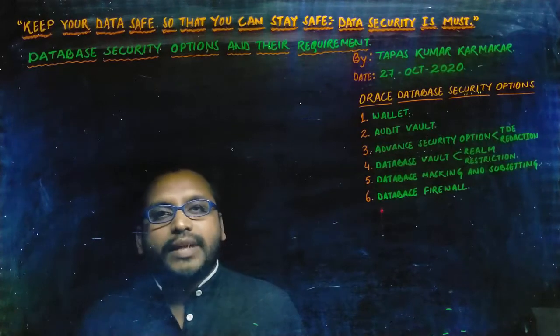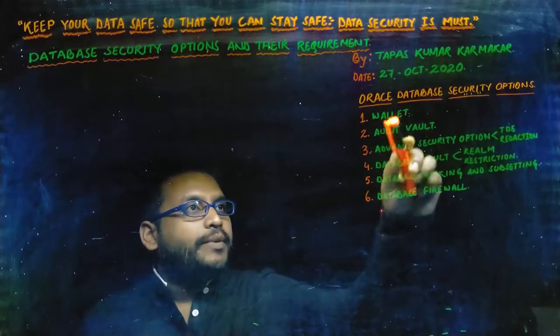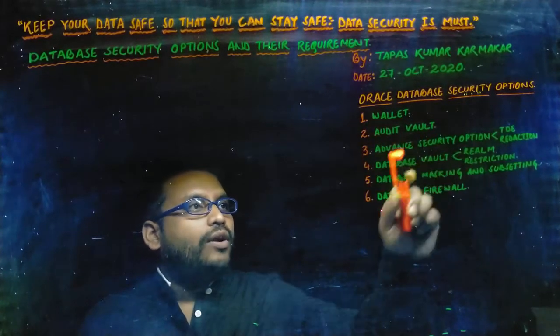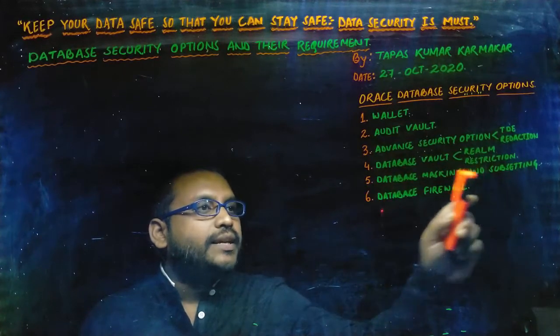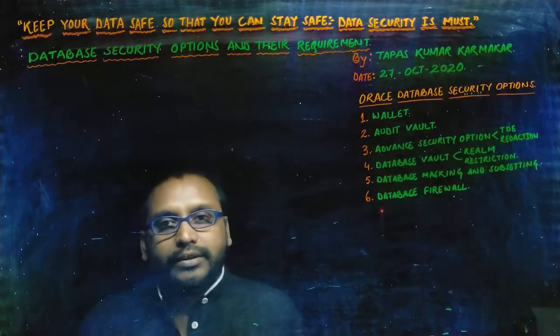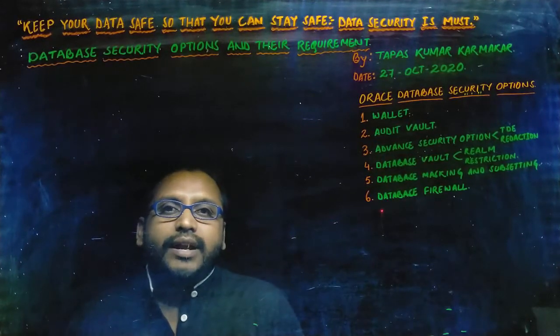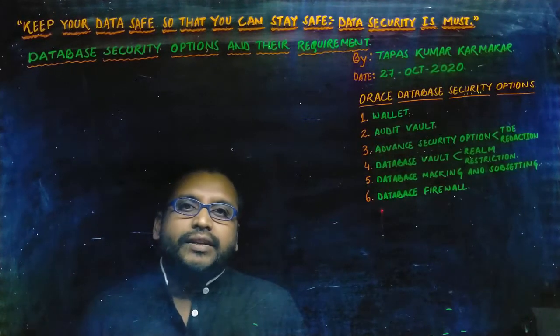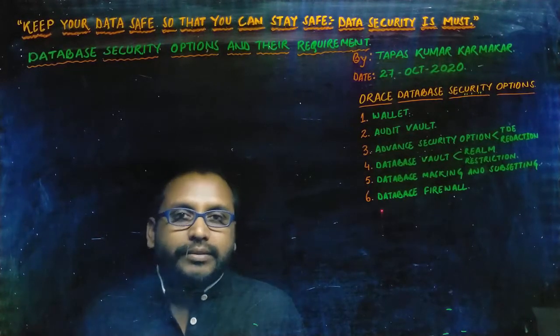There are security options available. Those are database wallet, audit vault, advanced security option, database vault, database masking and subsetting, and database firewall. Now let us compare this with the real-time objects that we use. For this, let us take an example.